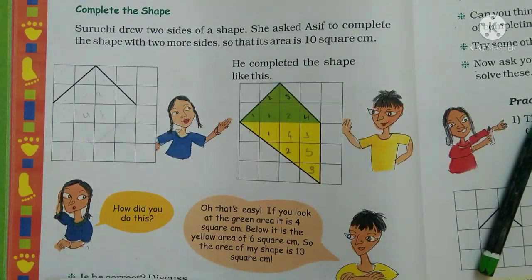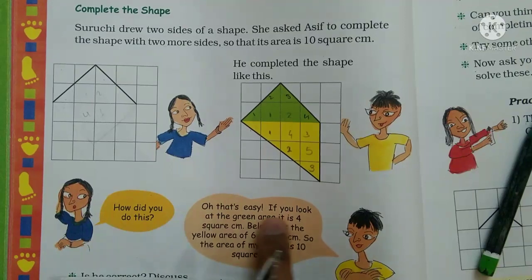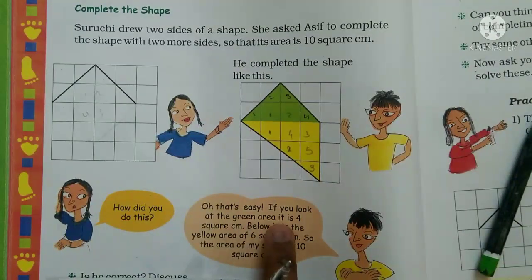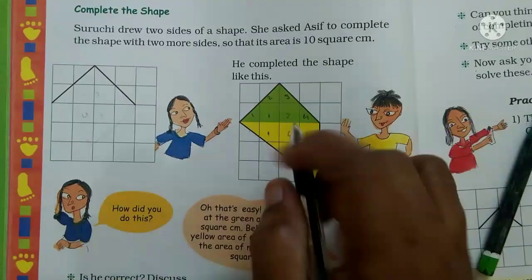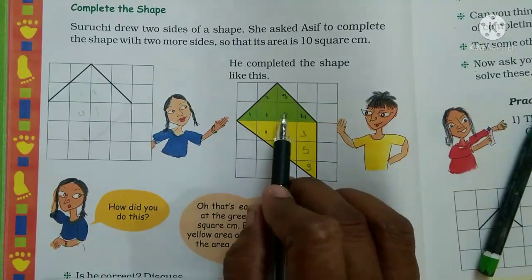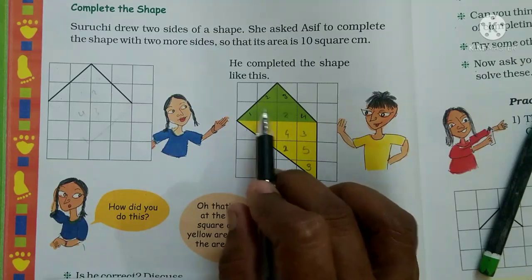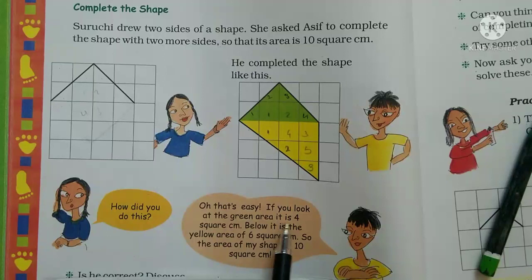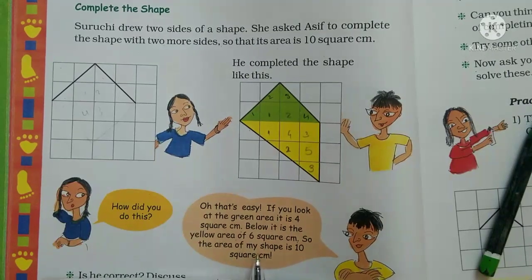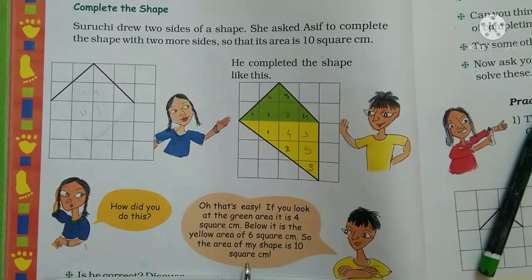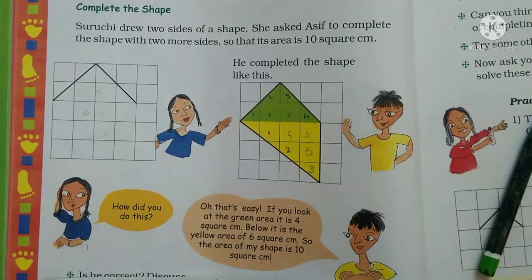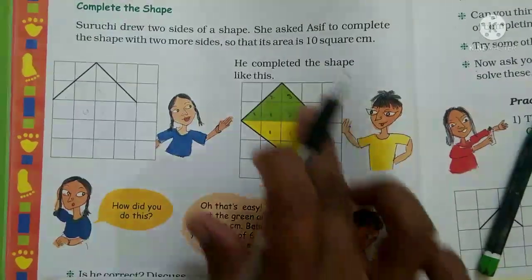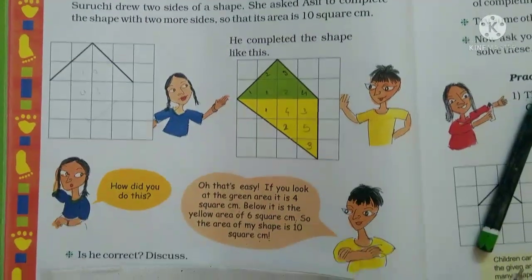That's easy. If you look at the green area, how many? Yes, 2 complete squares and 4 half squares. 2 plus 2 is 4. So the green area is 4 square centimeter. Below it is the yellow area of 6 square centimeter. So the area of my shape is 10 square centimeter. So Arif's answer is that the total area is 10 square centimeter.